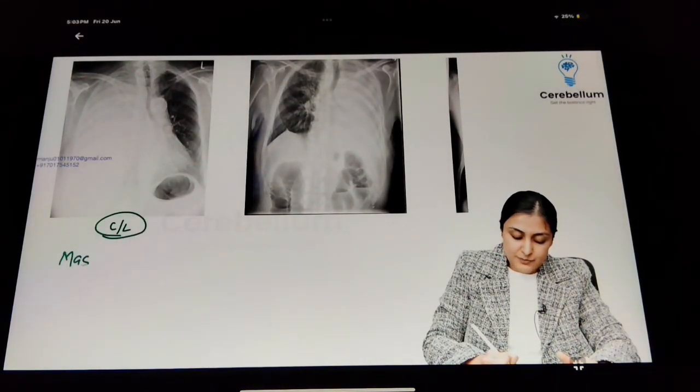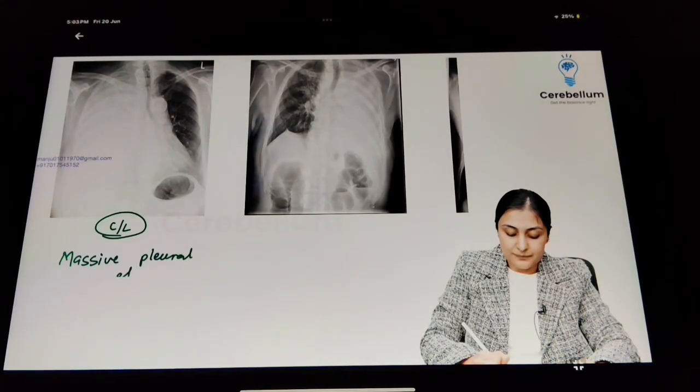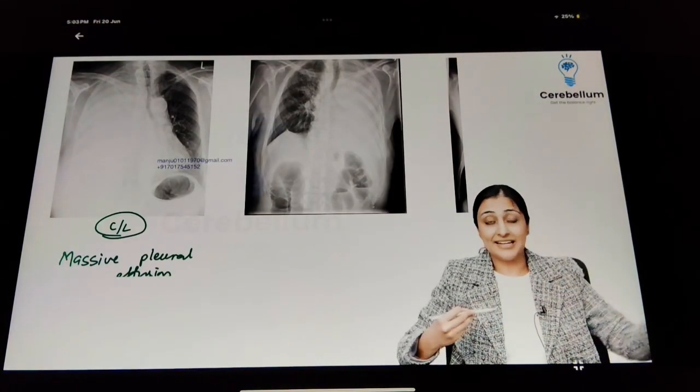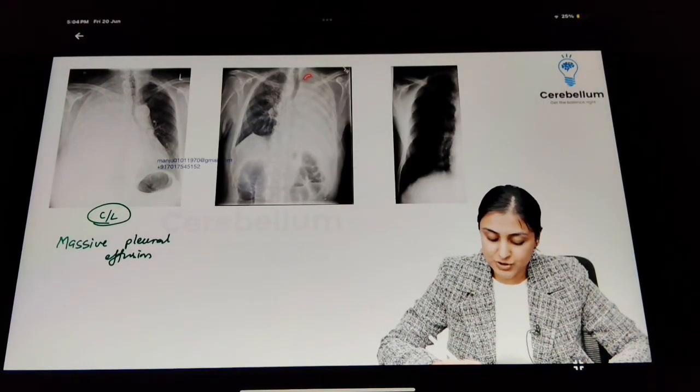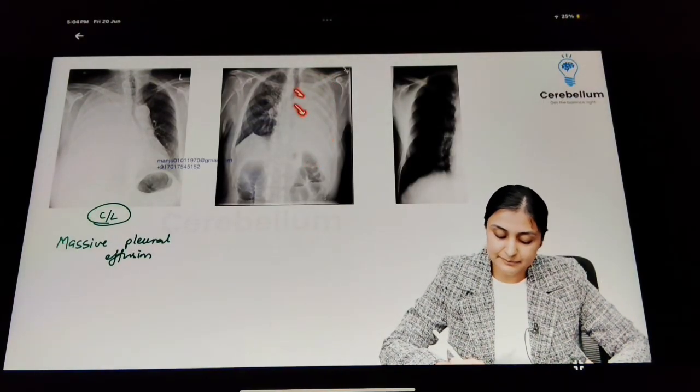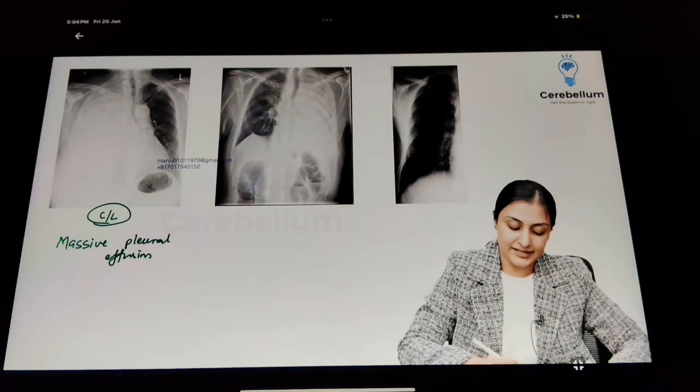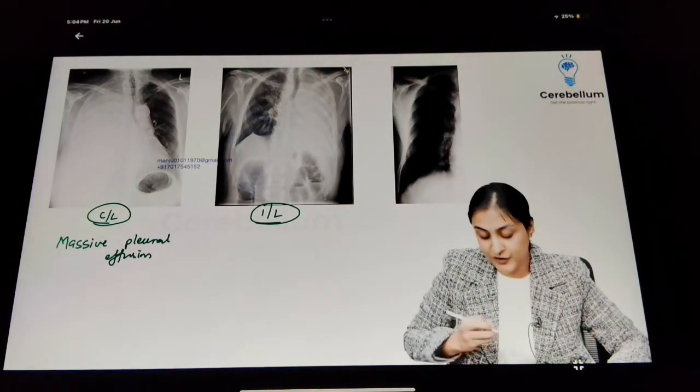In this case, the biggest possibility you want to keep in mind is a massive pleural effusion. So when you have massive pleural effusion, the entire lung is going to be opaque and you see a contralateral shift. Look at the second image. You can see the left side lung is opaque and you can see that the mediastinum, the trachea, is being pulled on the same side. So when you have ipsilateral mediastinal shift, it is either collapse.